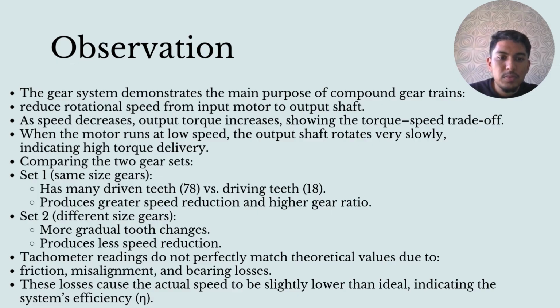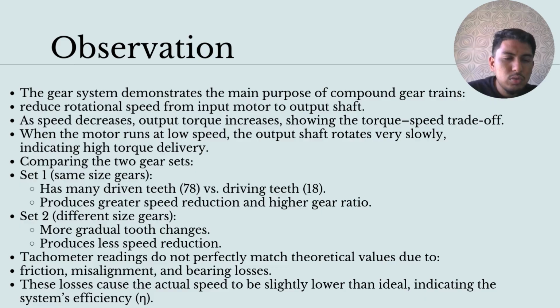A comparative observation between two gear sets, the four-stage gear with same size gears, set 1, and the four-stage gear with different size gears, set 2, shows the two systems are engineered to produce different levels of speed reduction. The physical arrangement of set 1, with its high number of driven teeth, which is 78, relative to the driver teeth, 18, repeated across stages, is visibly designed to yield a much higher overall speed reduction and thus a higher gear ratio than the more graduated steps in set 2.